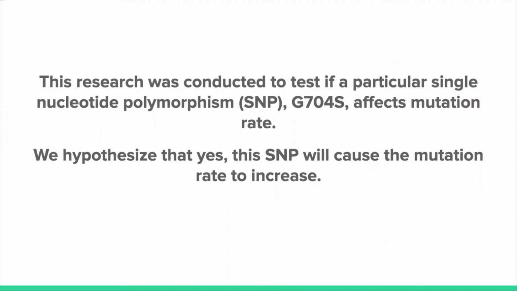The research was conducted to test if a particular single nucleotide polymorphism, also known as a SNP, and in this case, we were testing the SNP G704S, affects the mutation rate. And we hypothesized that yes, this SNP will cause the mutation rate to increase. Therefore, we ultimately proposed that this SNP may correlate with a higher likelihood of HNPCC in humans.